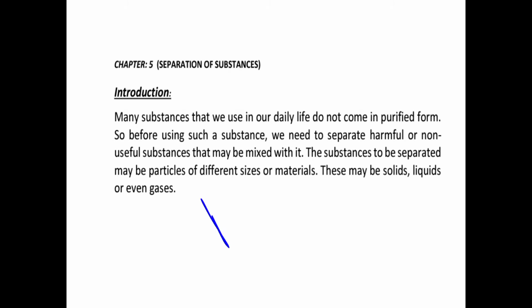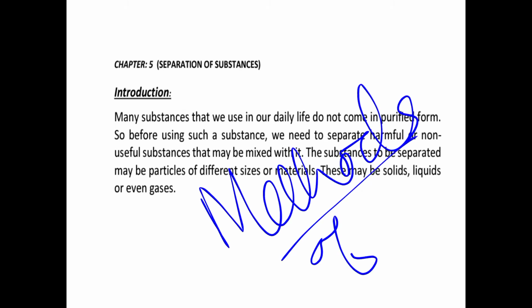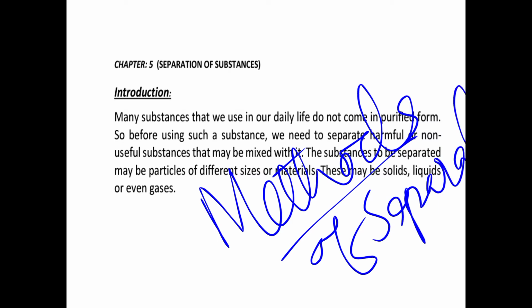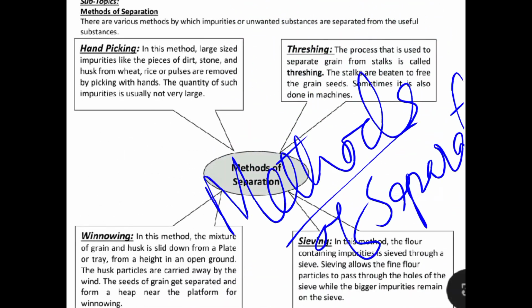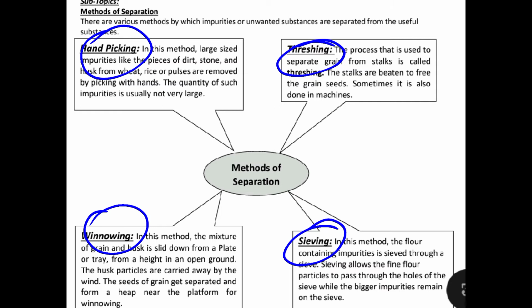And there are various methods of separation. In this topic, we'll be taking care of those methods of separation. You can see here there are various methods. One of the methods is hand picking, another is threshing, then there is winnowing, and another is sieving. There are some more methods, which we will discuss in the next slide.